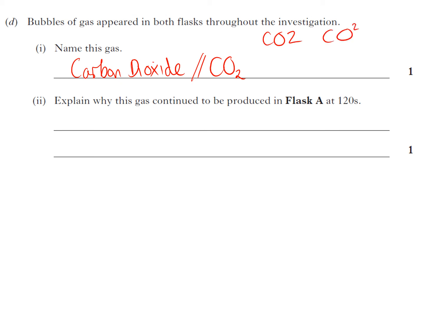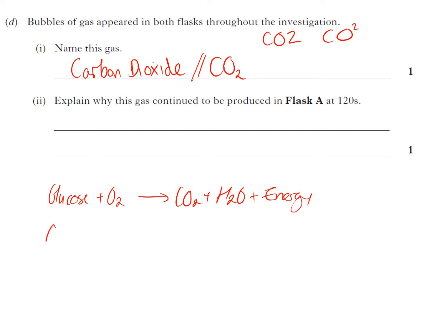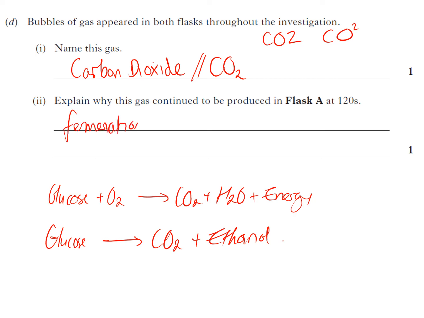Okay, explain why this gas continued to be produced in Flask A at 120 seconds. So Flask A, they ended up with zero oxygen left, but still was producing carbon dioxide. Well, that's all we know, that this is kind of preferred option because you're going to get loads of energy out of this, but as soon as you run out of this, cells will switch to anaerobic respiration, so fermentation pathways, and what you'll now have is the glucose will be just changed to carbon dioxide and ethanol in the case of yeast. So why have we got this? Because we now have fermentation taking place.